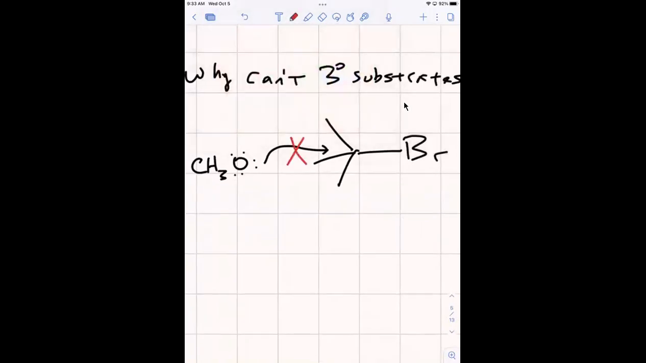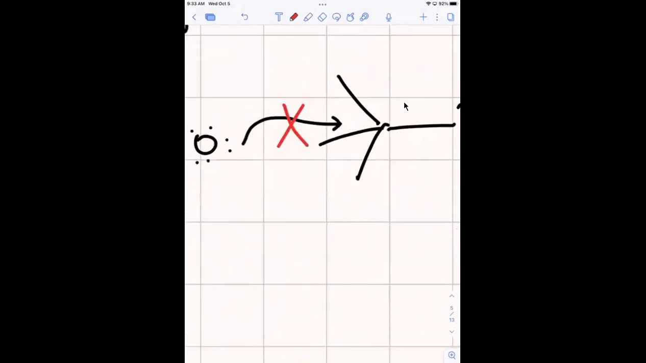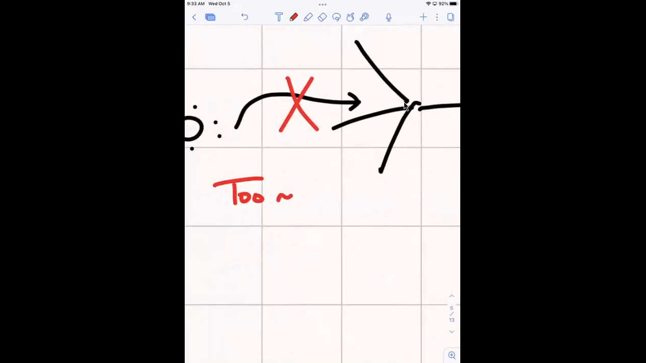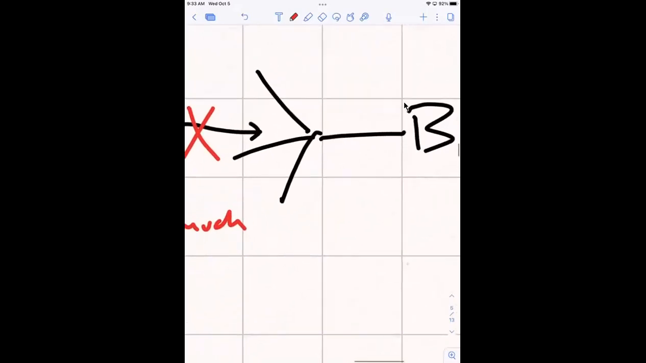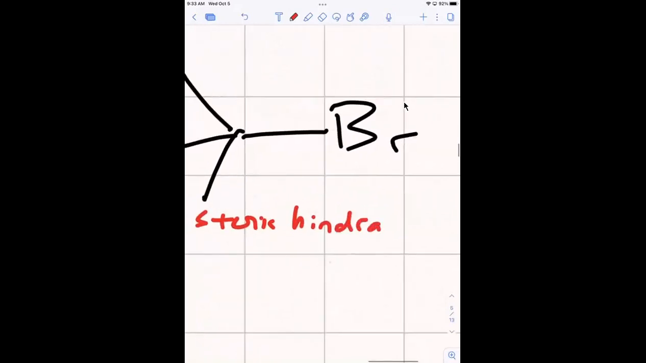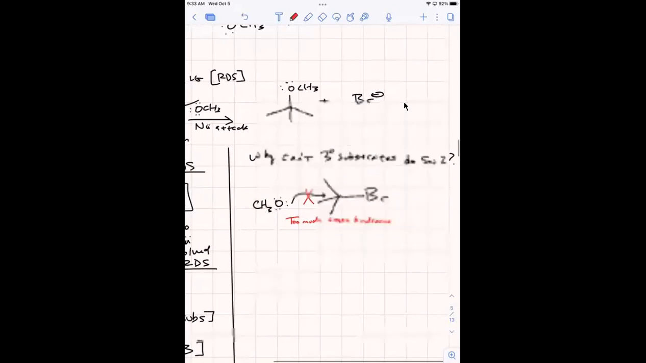What's the term for those carbons that are there on that tertiary carbon, those substituents, the branch points? What do we call that when there's some interference between the substituents and the incoming nucleophile? What kind of interaction is that? That's steric hindrance. Too much steric hindrance for tertiary. Too much steric hindrance. So this will never go SN2, right?